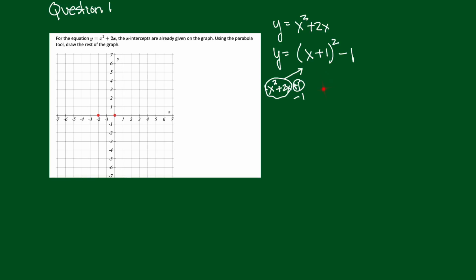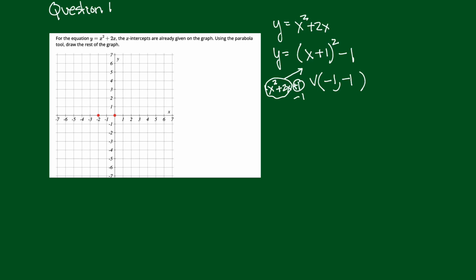Now I can see the vertex here. This is in vertex form. The vertex is the inside. The inside is the horizontal shift, and it does the opposite of what you think. If it's plus 1, it goes to the left. So the vertex goes to the left 1, and then the outside 1, that's the vertical, does exactly what you think, down 1.